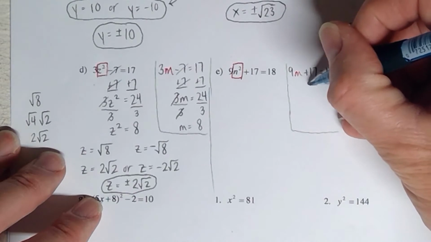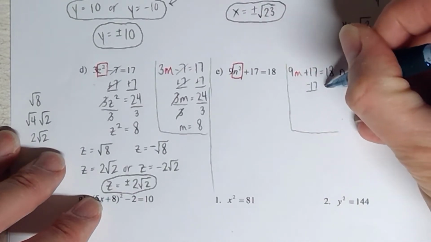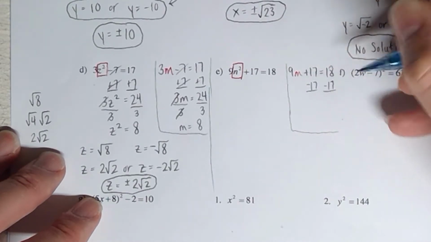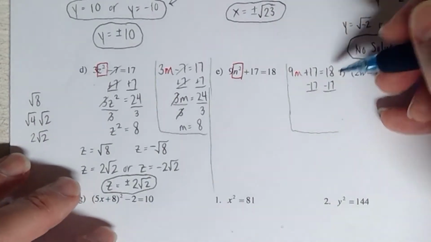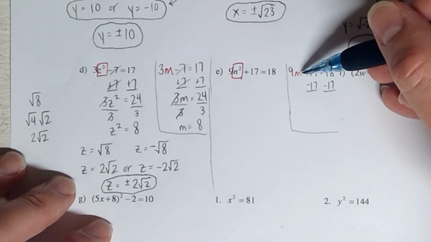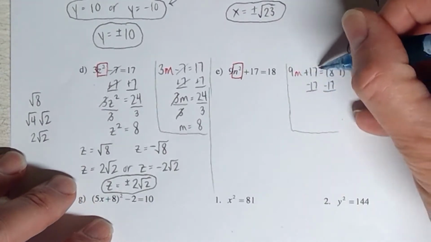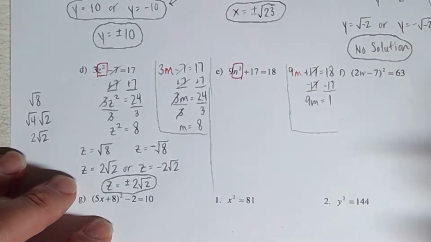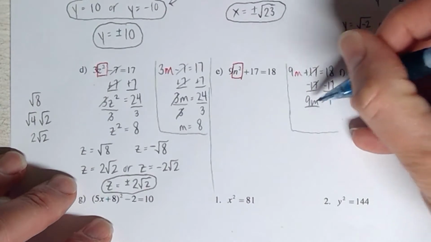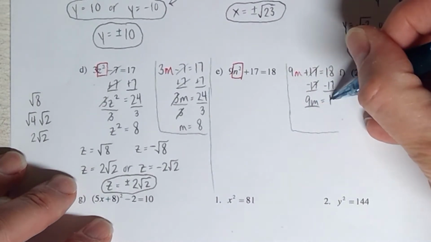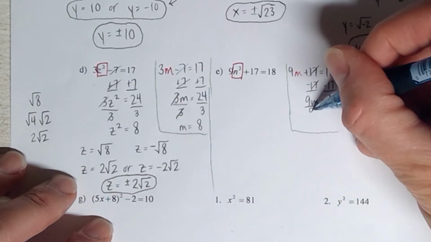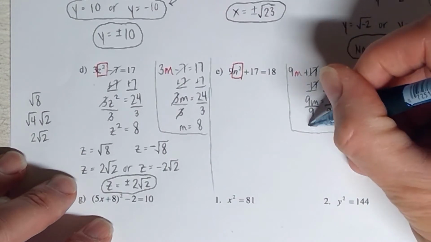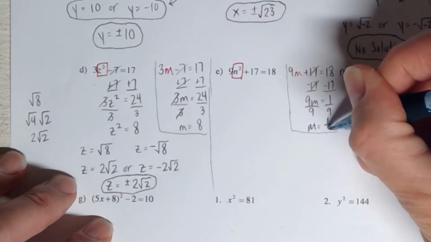We need to move over the 17, like with any linear equation. You got to move the terms that don't have the variable in it to the opposite side of where the variable term is. So I need to move that 17 over. Get 9m equal to 1. And then once I got a single variable term and a single constant term, I then do the division step. And I got m equal to 1/9.